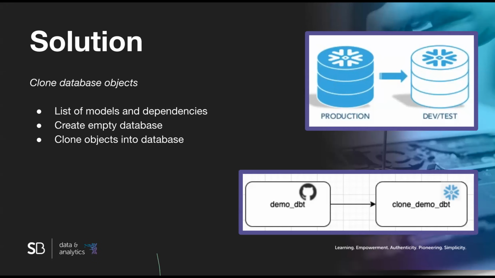So we're pretty lucky in Simple Business that we're using Snowflake, which provides zero copy clone functionality out of the box. But if you guys are using another database, you can probably achieve this in a different way, maybe by having views on top of the production database.